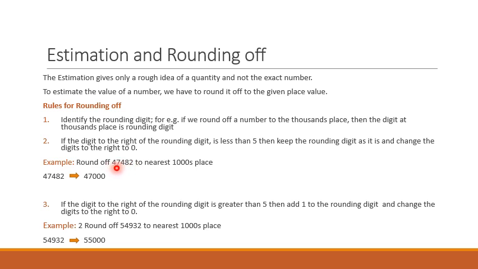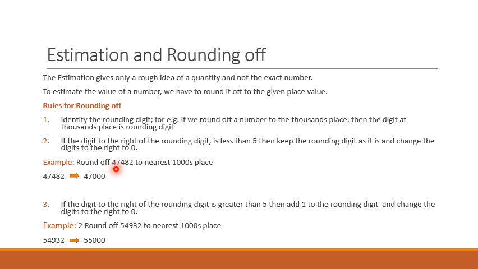Round off 47,482 to the nearest thousands place. So I have to round off this number to the thousands place. So let's check what is at the thousands place. Here I have 7. So this 7 is my rounding digit. In this way we identify the rounding digit. Whichever place value I have to round off, the digit at that place value becomes the rounding digit.